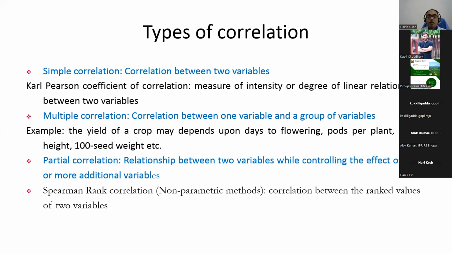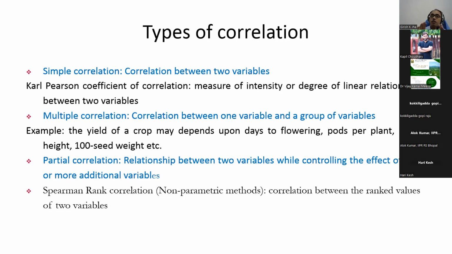But you may be more interested in how the yield of your variety or a particular crop depends on days to flowering, pods per plant, plant height, 100 seed weight, all these kinds of things. This is what is known as multiple correlation, when you are trying to find out the correlation between a single variable and a set of variables.